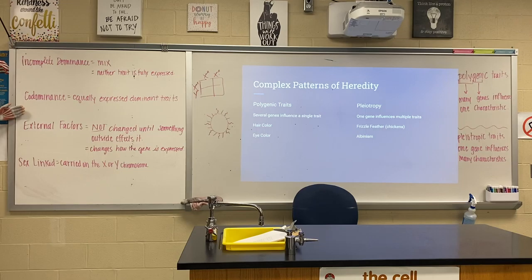So then the last two, we're only going to talk about polygenic right here. I want you to write this down first, and then we'll go to pleiotropy. When we break down the word polygenic, poly, like a polygon, means many, and G-E-N, the root word, means gene. So it literally means many genes influence one characteristic.